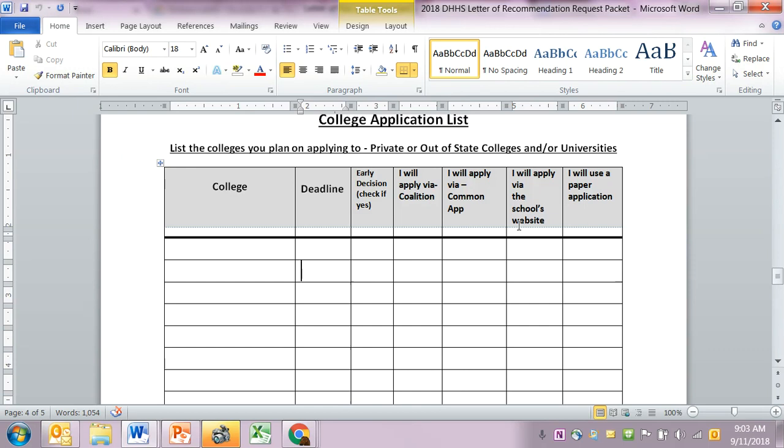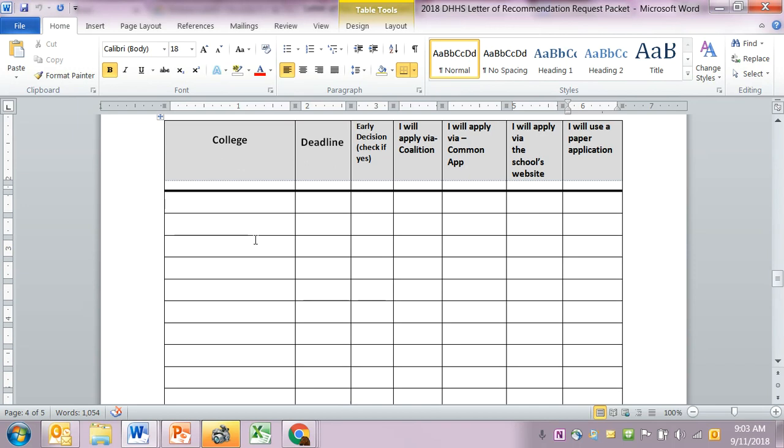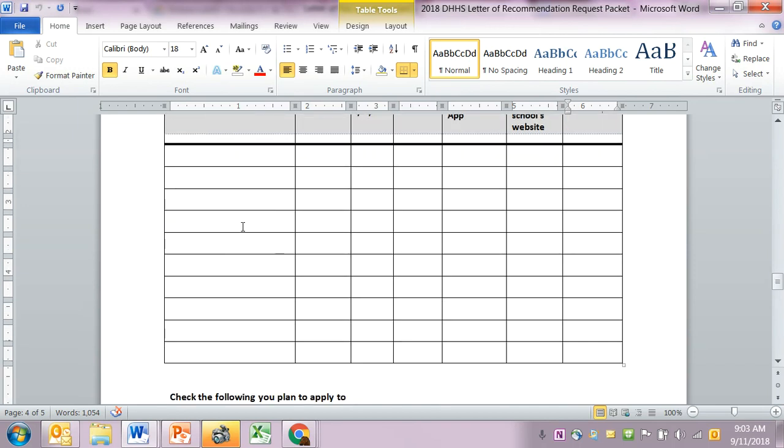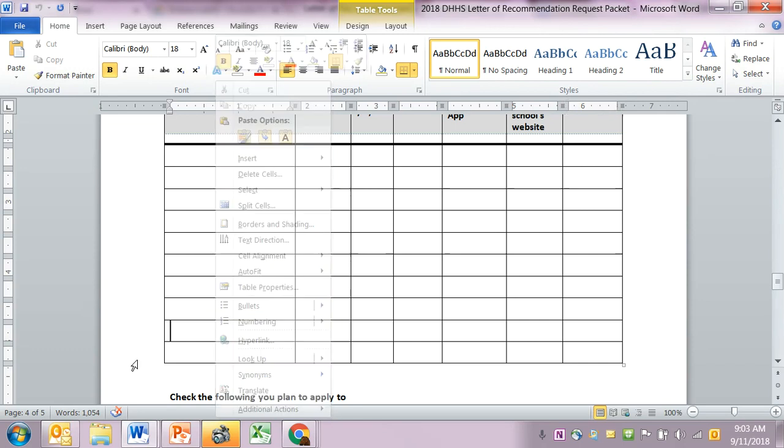So you would say the college, and then what's the deadline? And this is early decision. Check if yes, so you'd put an X there. And then are you applying via the Coalition, which is a fancy platform, or the Common App, which is a different kind of fancy platform? Are you applying via the school's website? Some schools have their own website. Or are you doing a paper application? Are you going old school? So you can do that for all different kinds of schools here. If you are doing a ton of schools, you can add more. You insert column, that kind of fanciness.